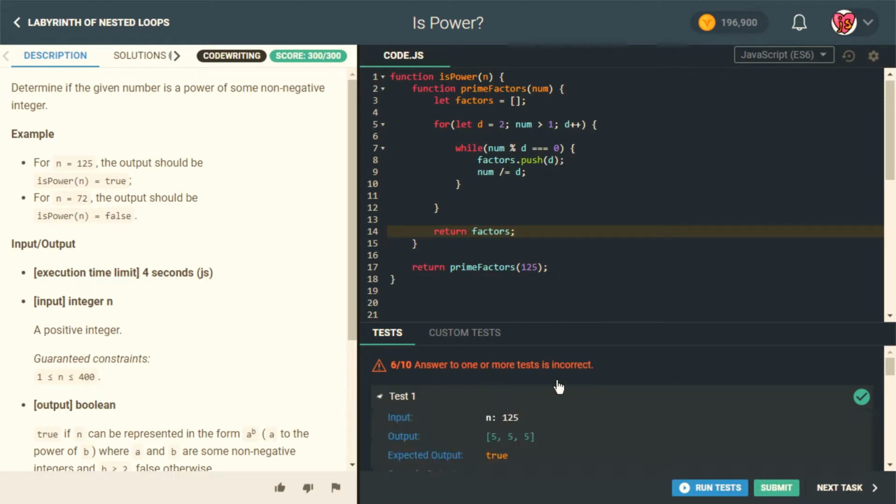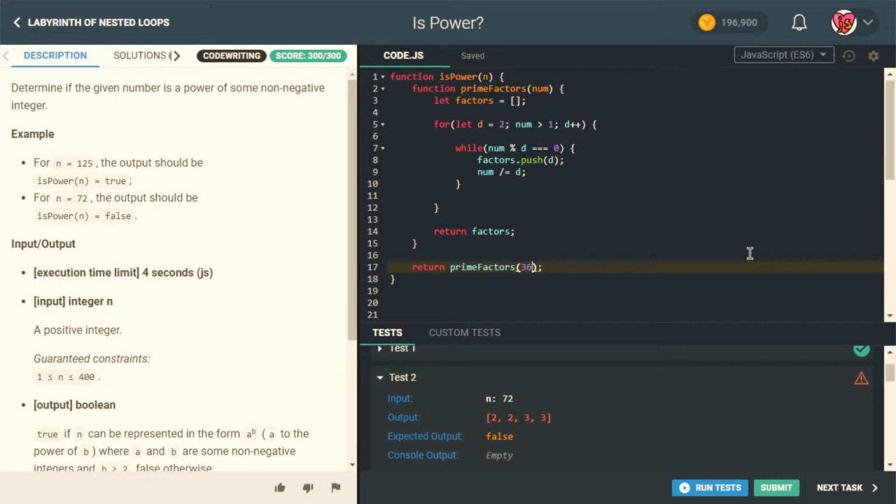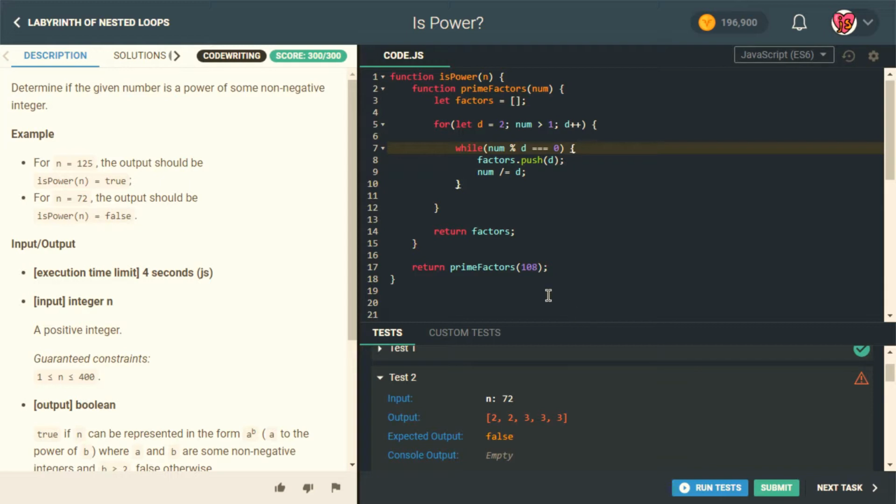We're expecting an array containing 3 5s. Nice. Let's try 36. We're expecting an array containing 2 2s, 2 3s. Good. Let's try 108. We should expect 2 2s, 3 3s. Which makes it a very remarkable number. There we go. Okay, good stuff. So we're getting all of our prime factors here. That's nice. And that wasn't too bad.